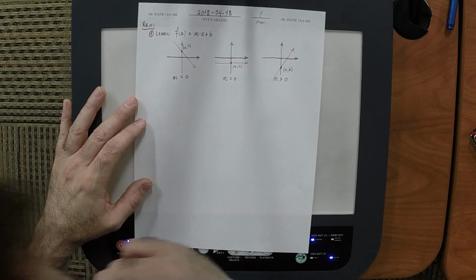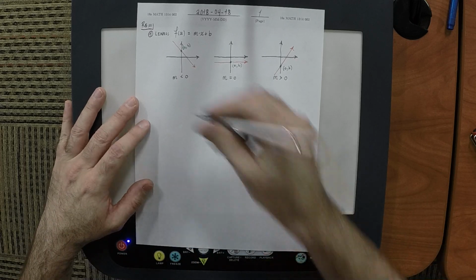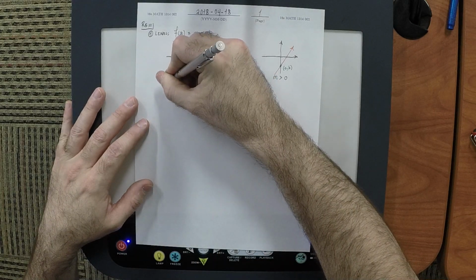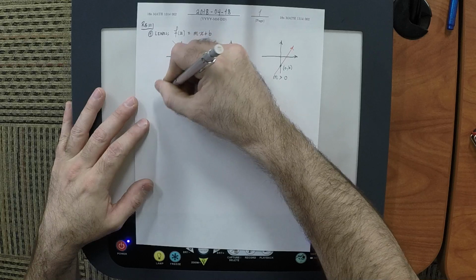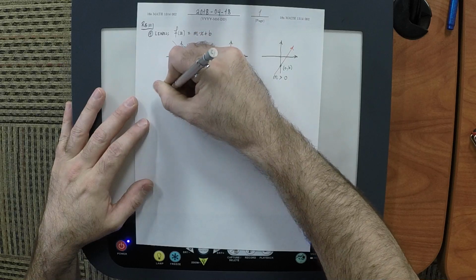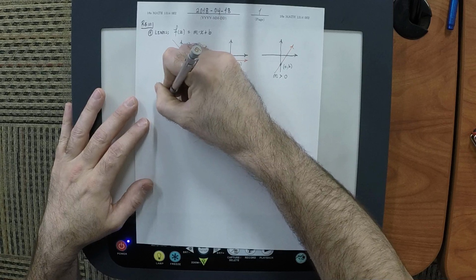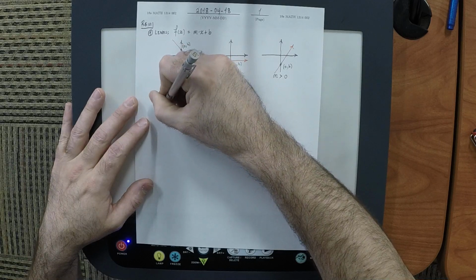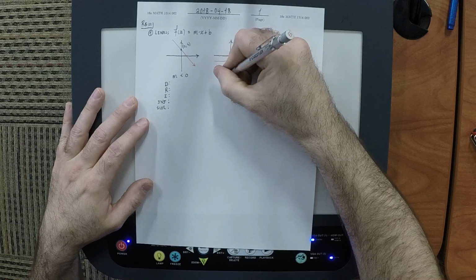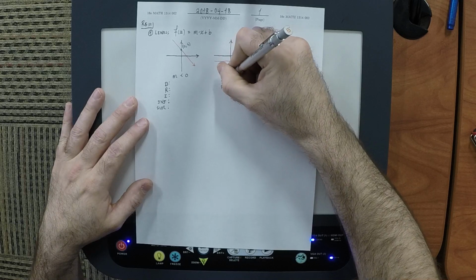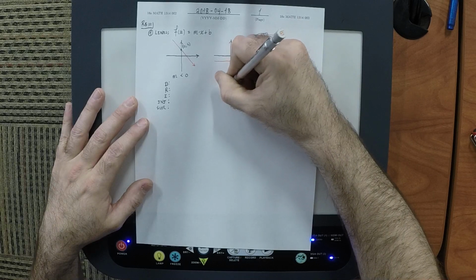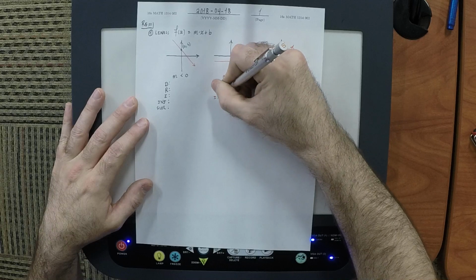Okay, so concerning these three, we want to figure out the domain, the range, the image, whether or not it's injective, and whether or not it is surjective. So for every one of these: domain, range, image, injective, surjective.